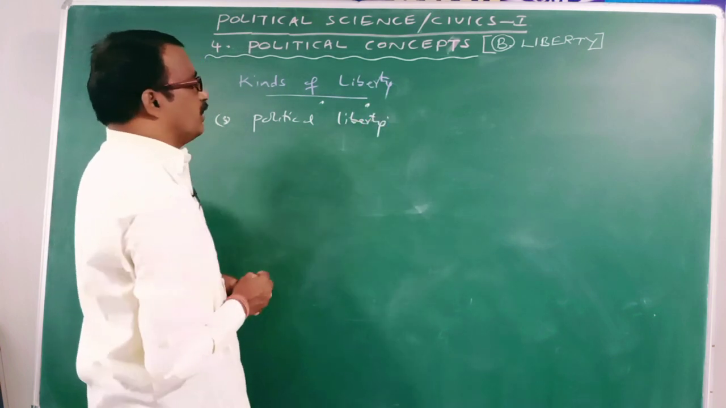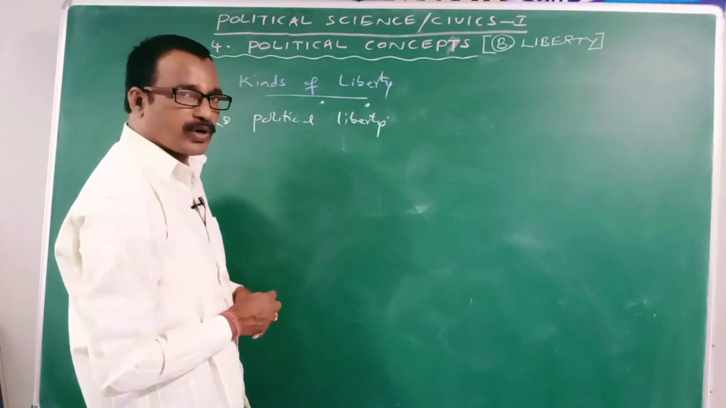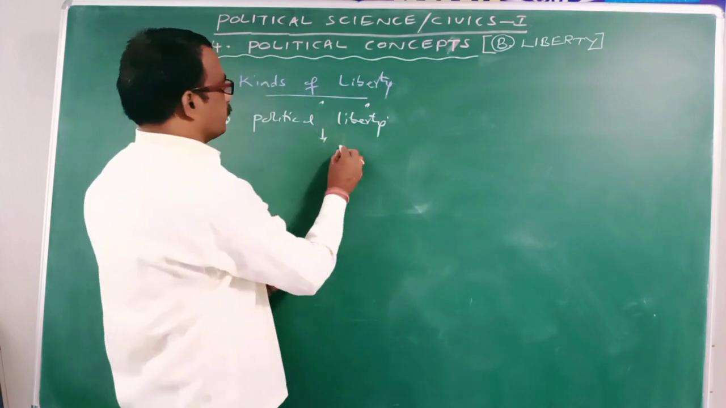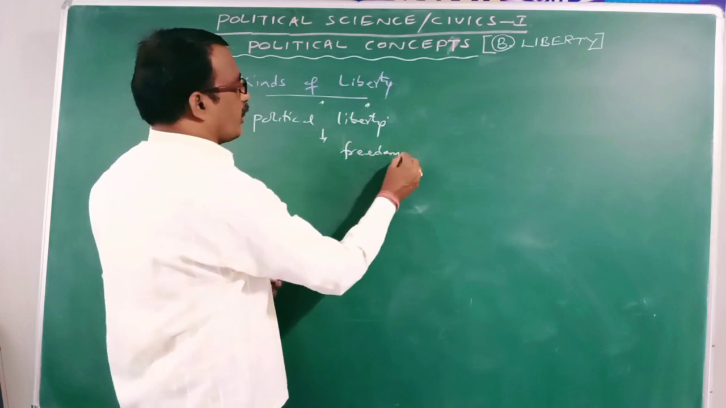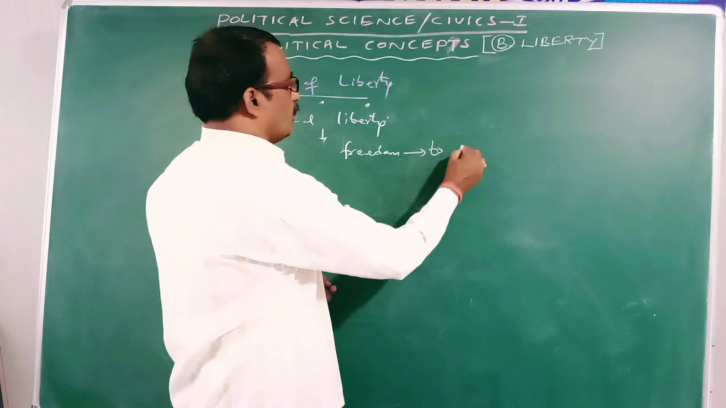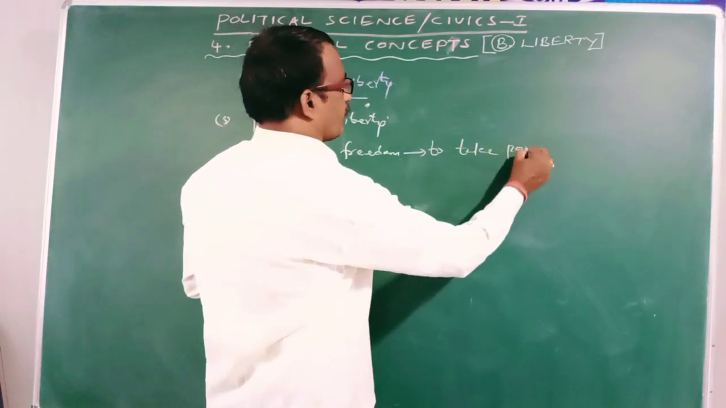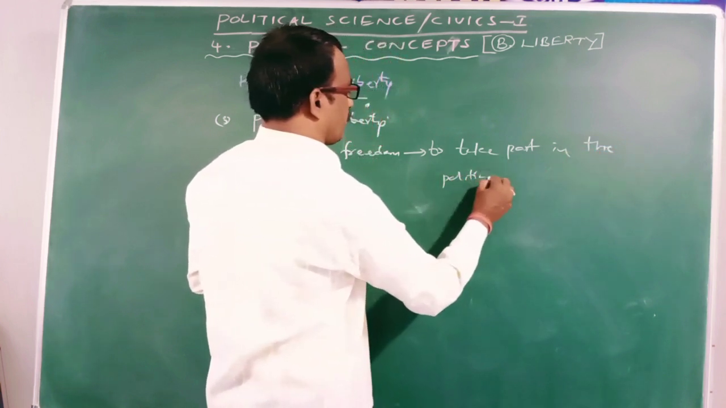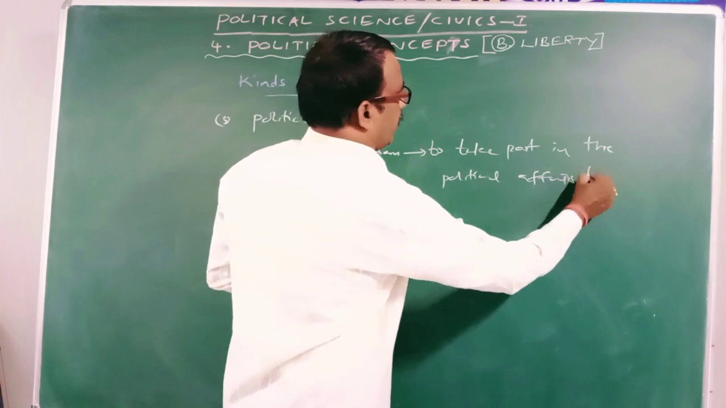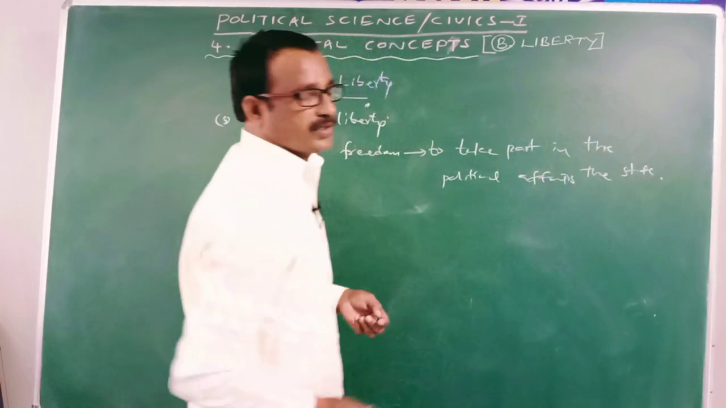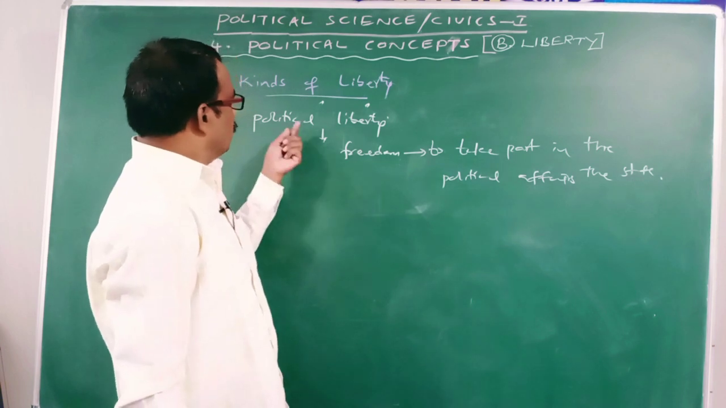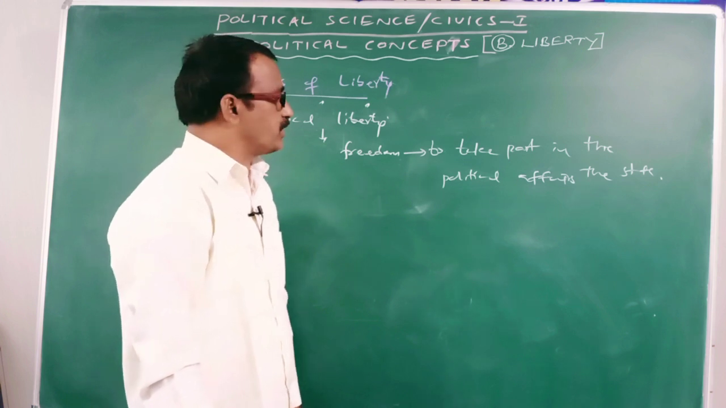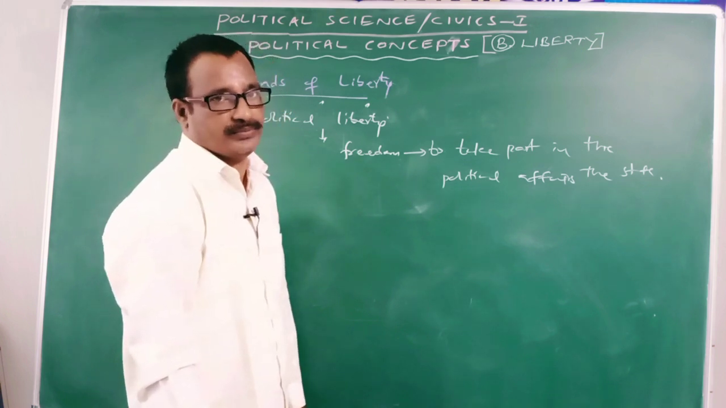What is political liberty? Political liberty is the liberty or the freedom of the individuals to take part in the political affairs of the state. In other words, political liberty provides the freedom to the individuals to actively participate in the political affairs of the state or government. Clear?